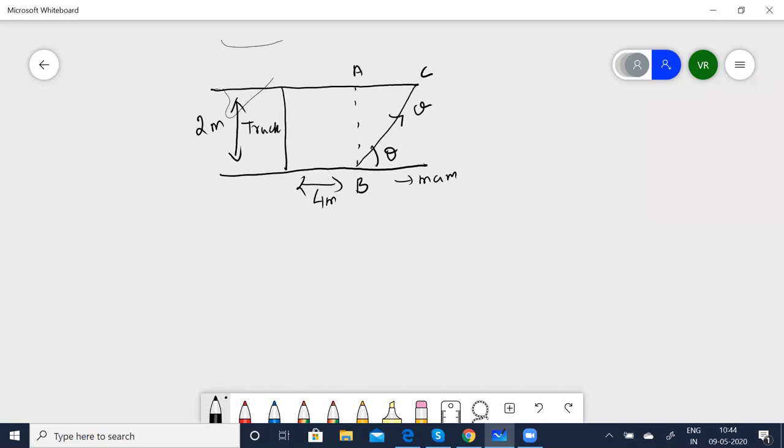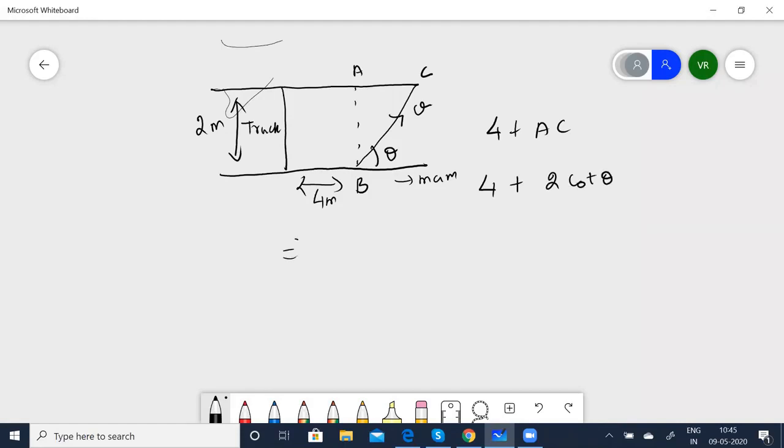Okay, let the man be crossing the road. Now he is crossing the road at an angle of theta degrees. So for safe crossing, the man must cross the road by the time the truck describes a distance of 4 plus AC, or simply 4 plus 2 cot theta.